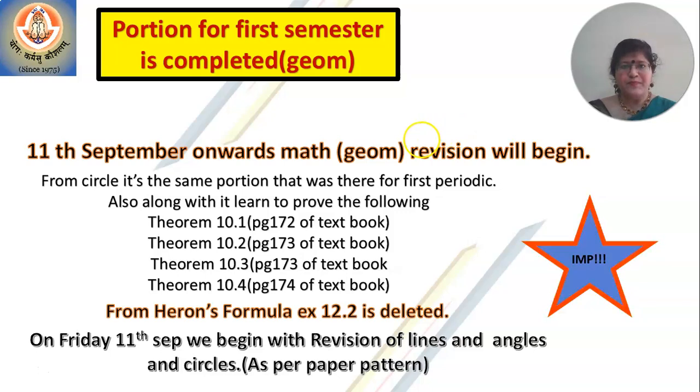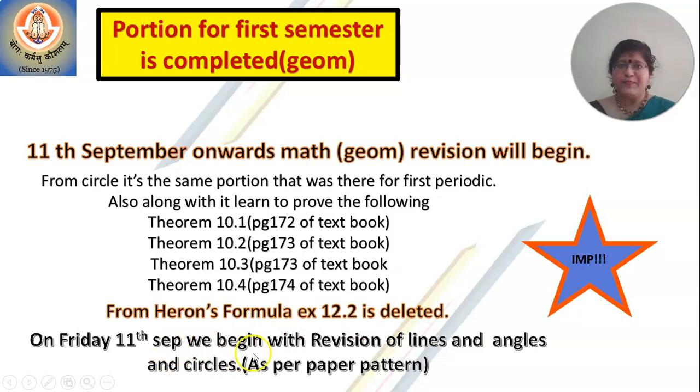And from circle, you have the same portion that was there for the first periodic exam. That is exercise 10.2, exercise 10.3, and exercise 10.4 is not there. Exercise 10.1 and exercise 10.5 from circle is very important. Along with that, these four theorems that are mentioned out here. Then from Heron's formula, you know that 12.2 is deleted. 12.1 is a very important exercise.